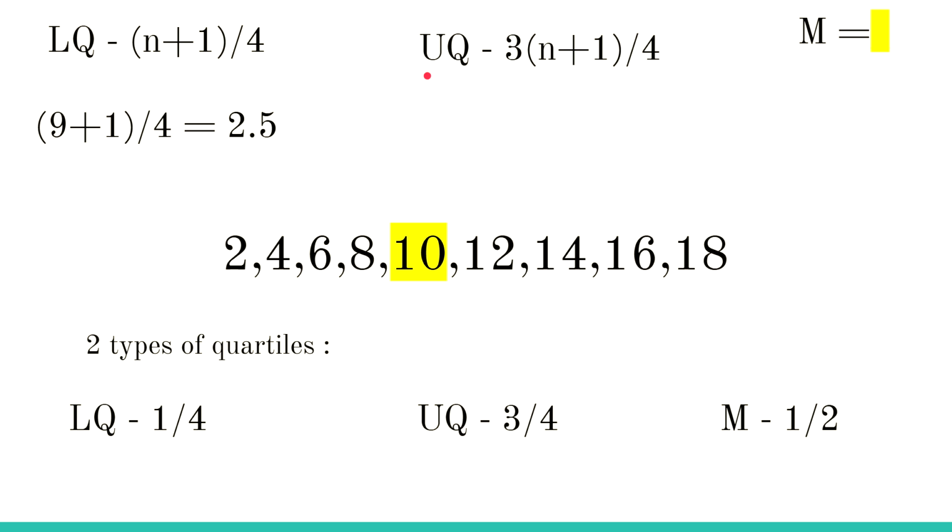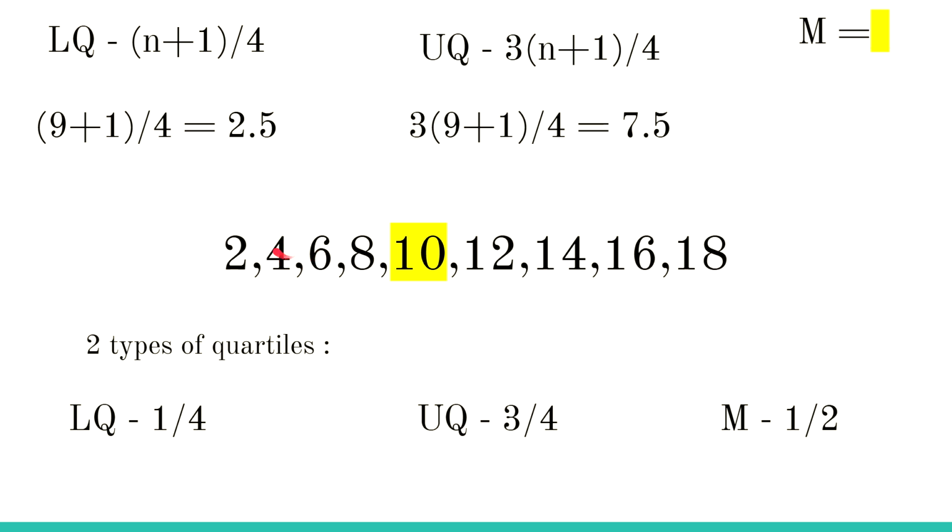So now let's figure out the upper quartile. There are 9 numbers in the sequence. So 3 times 9 plus 1 divided by 4 is equal to 7.5. So in order to figure out the lower quartile, we need to count 2.5. But there is no 2.5 number. It's the first number, the second number, the third number, but there's no 2.5 number.